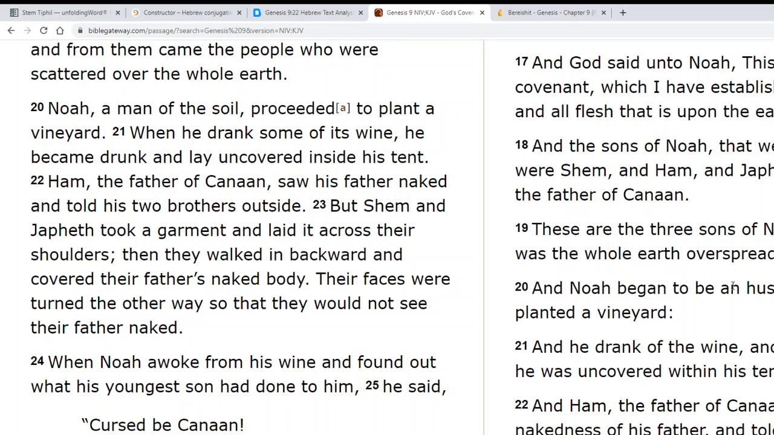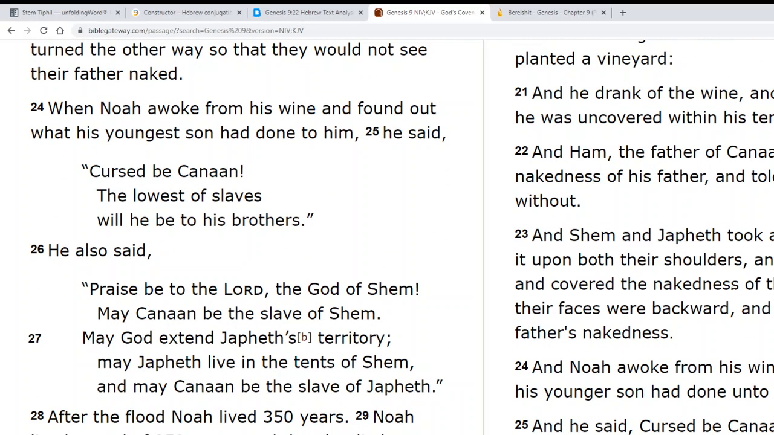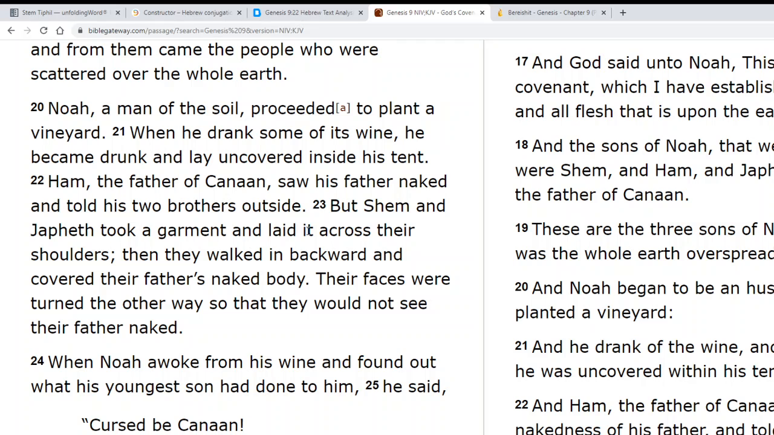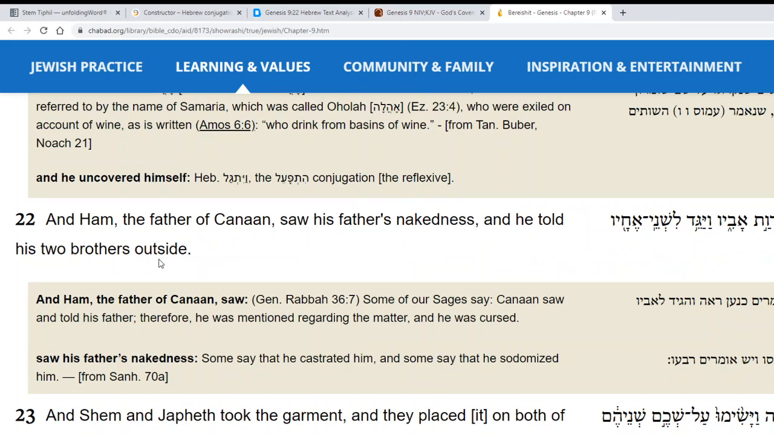Let's see how King James does verse 22. And Ham, the father of Canaan, saw the nakedness of his father and told his 2 brethren without. Outside, yeah. Let's see, NIV. Ham, the father of Canaan, saw his father naked, right? So they're translating. I would actually stick with nakedness of his father, the way King James has it. But, and told his 2 brothers outside. Okay. King Chabad: and Ham, the father of Canaan, saw his father's nakedness, and he told his 2 brothers outside.